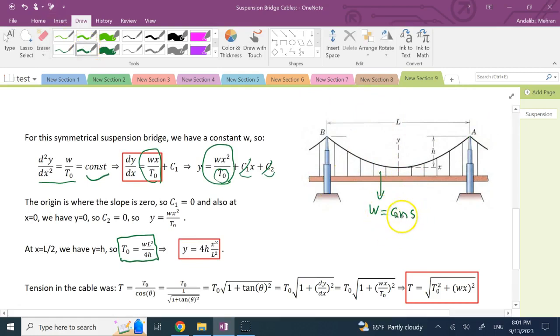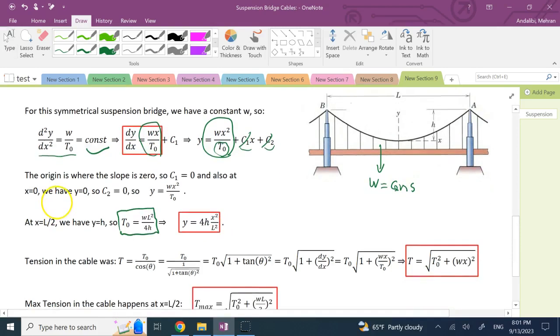If it's not constant, then we have to integrate this w, which is a function of x, so that y is going to be more complicated. But here, for simplicity, we go with constant w. Good. So this is the shape. That's the first thing. Then what?